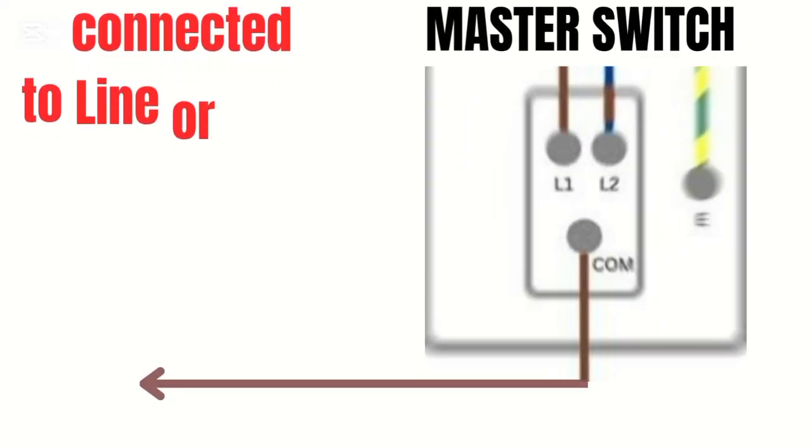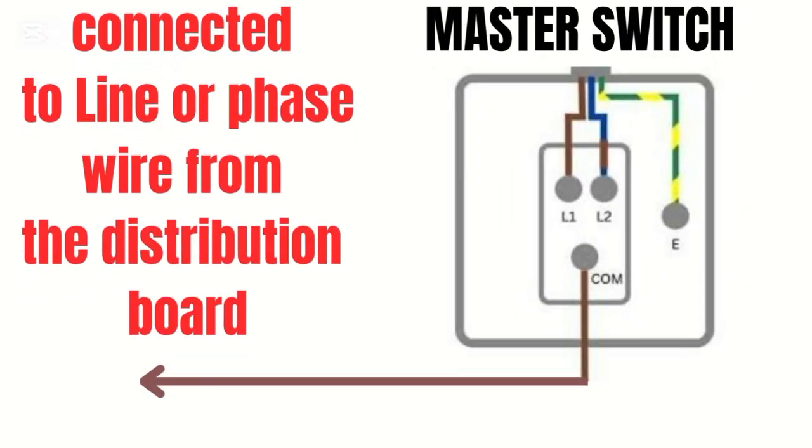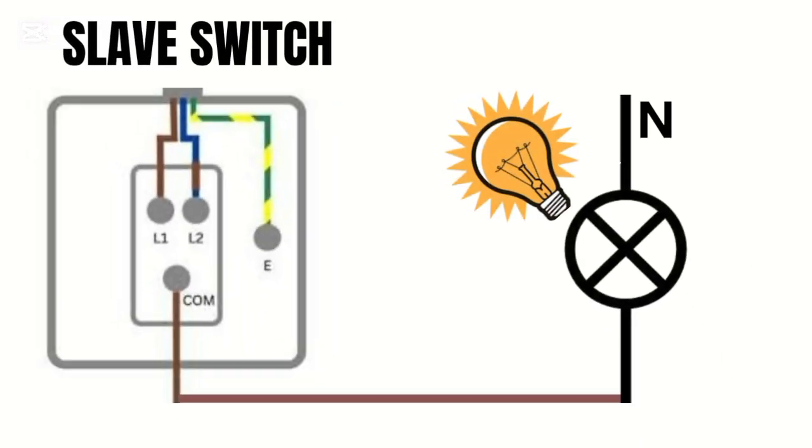The master switch is the one that receives power. Its common terminal is connected to the line or phase wire from the distribution board. The slave switch is installed at the second location. Its common terminal is connected to the lamp or group of lamps.